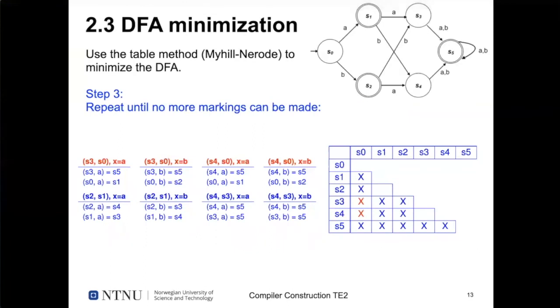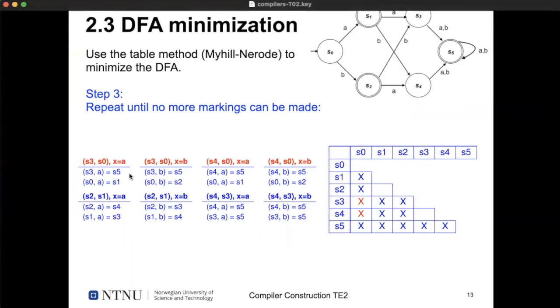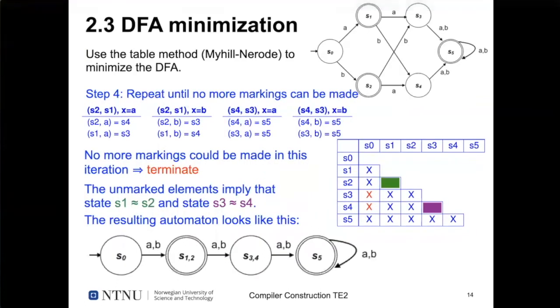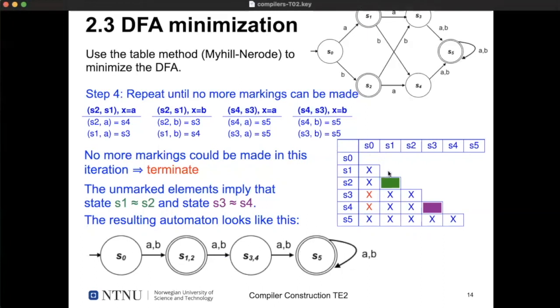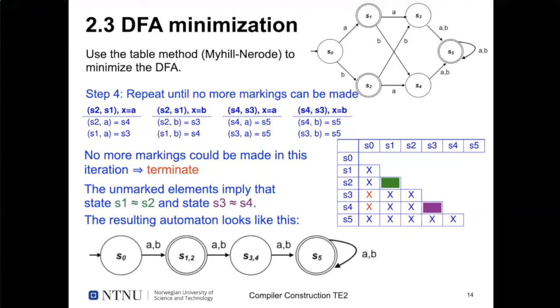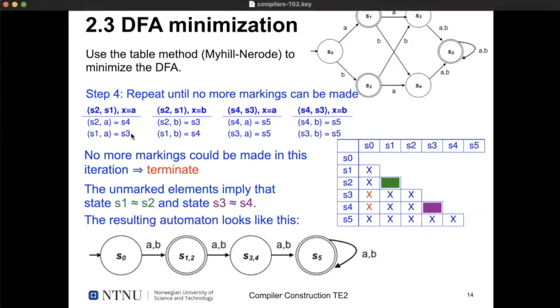So step 3, repeat the same steps until no more markings can be made. And in step 3, we find out that S3 and S0, as well as S4 and S0, also have to receive a mark. So we add these 2 marks. And then we go through it again, repeat until no more markings can be made. So we only have 2 combinations left here, which are marked in green and purple. And if we go through all of this, no more markings can be made. Well, that's fine. So we can terminate our algorithm.